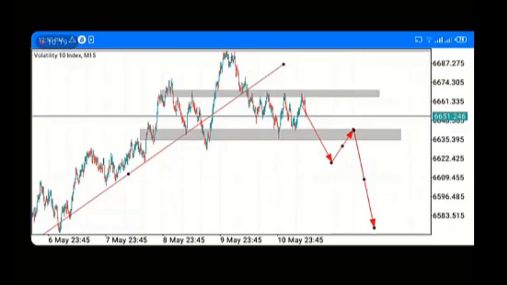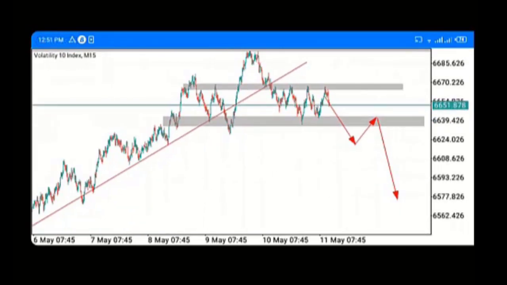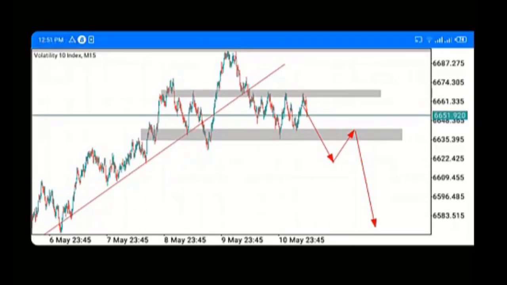So this is how you can successfully analyze and make your technical analysis using your smartphone without any doubt or stress. I hope this video is helpful.